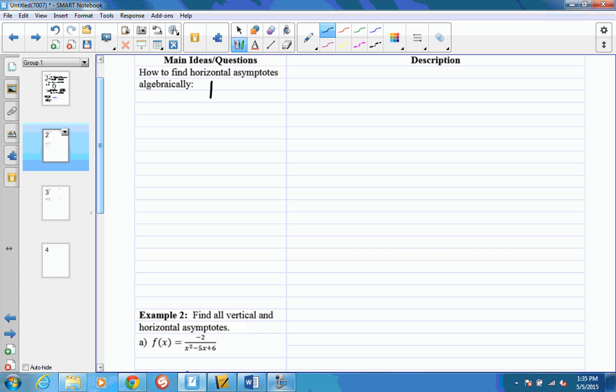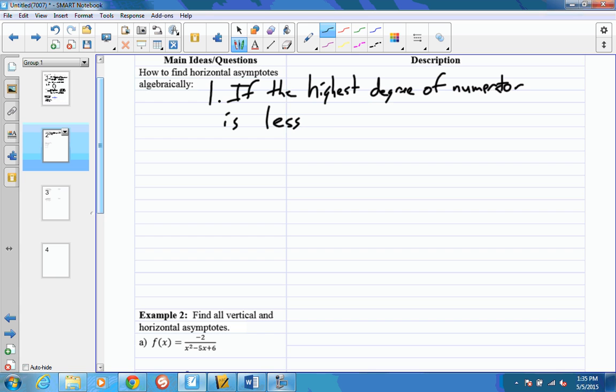So rule number 1. If the highest degree of the numerator is less than the highest degree of the denominator, what do you mean by degrees? Hold on.